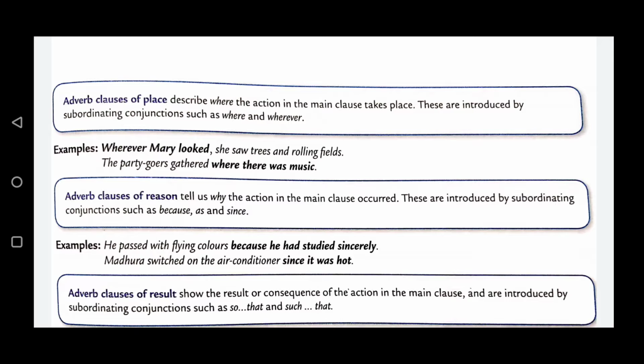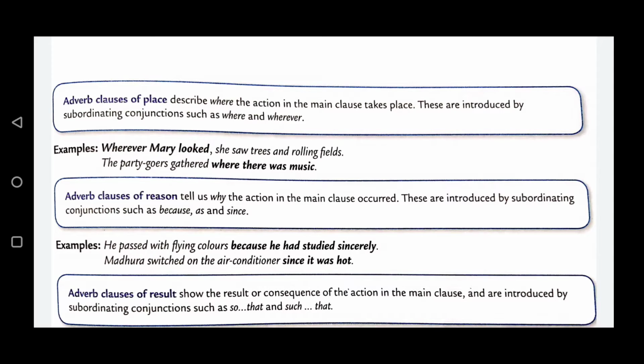Wherever Mary looked, she saw trees and rolling fields. Where did she see trees and rolling fields? Wherever Mary looked. So you get an answer for where. The partygoers gathered where there was music. Where did the partygoers gather? Where there was music. So you get an answer to where. This is your adverb clause of place, and the subordinators normally used are where, wherever.